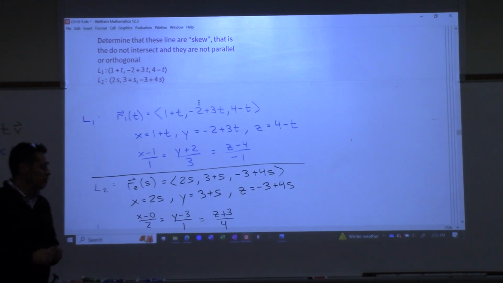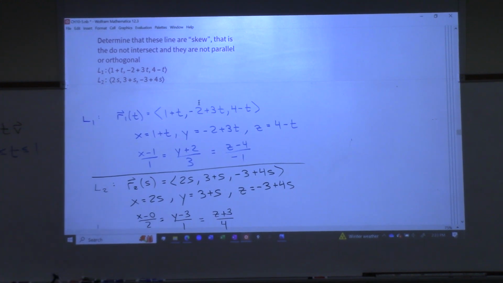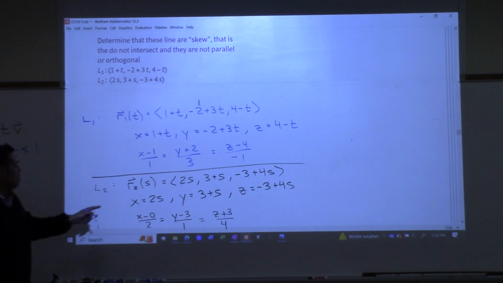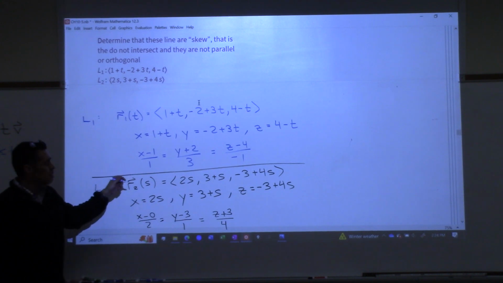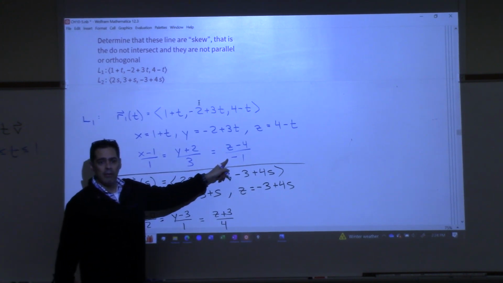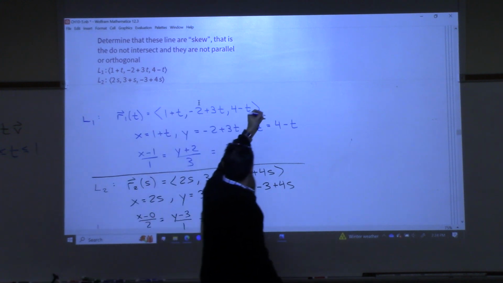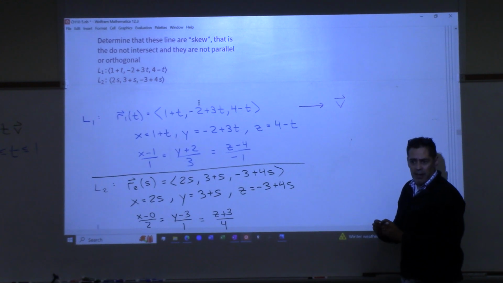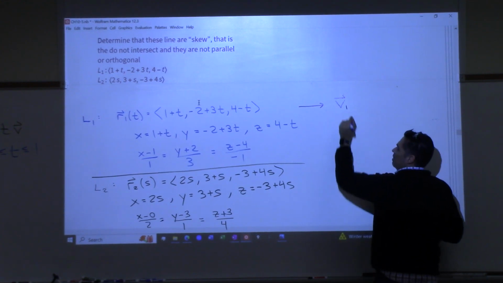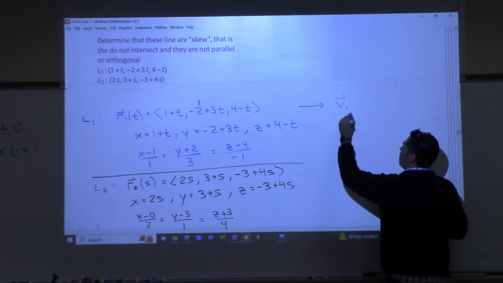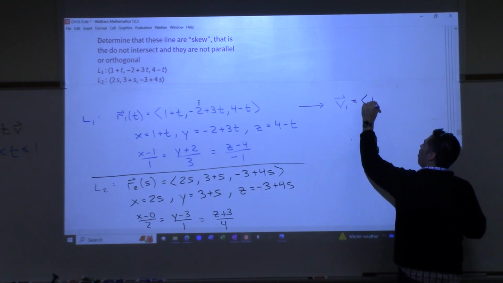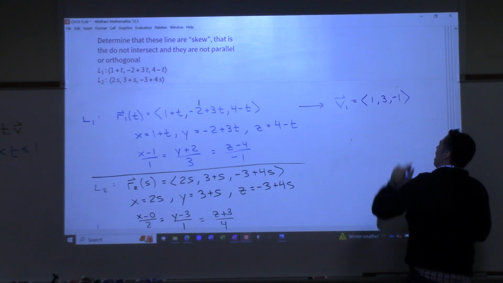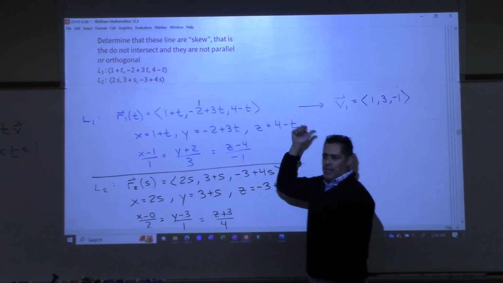With me? What are the direction numbers of L1? Go ahead. 1, 3, negative 1. Got that, everyone? This right here has as its direction vector... We've been using V as the direction vector, right? I'm going to write it as V1 because I want to distinguish it from the direction vector of this one. The direction vector of that line is that, right?